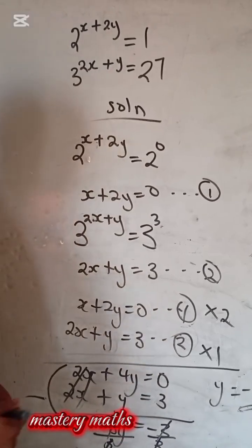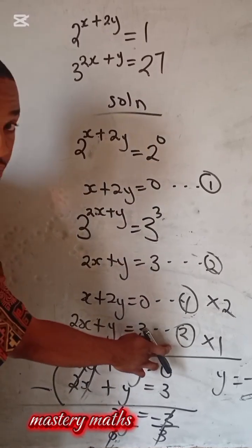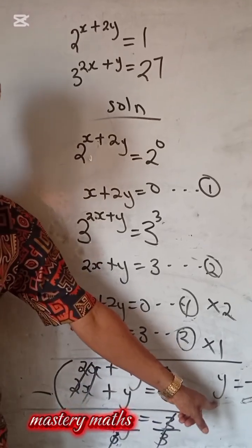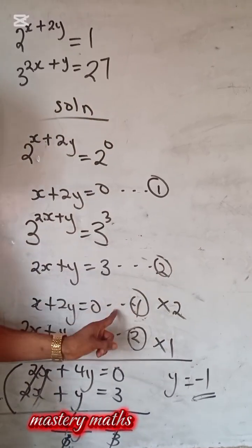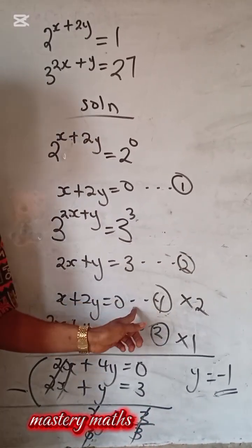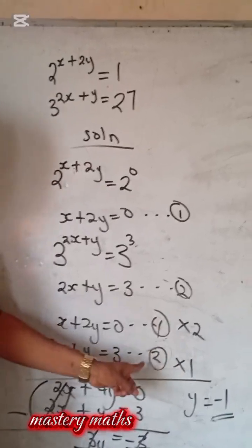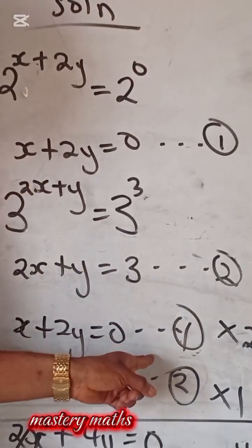In order to solve for the x, you come back to the equation. You have equation 1 and equation 2. So to solve for your x, you put this answer you've gotten here, y equal to minus 1, either in equation 1 or in equation 2. Okay, but I prefer putting it in equation 1. You can as well put it in equation 2, because either you put it here or here, it will give you the same answer. So I will put mine in equation 1.